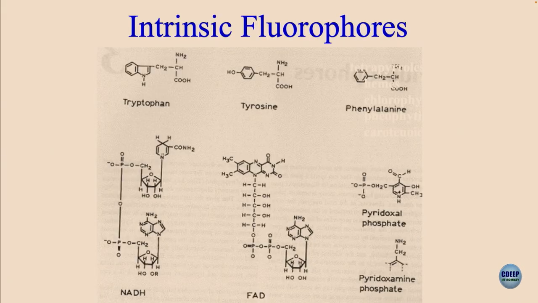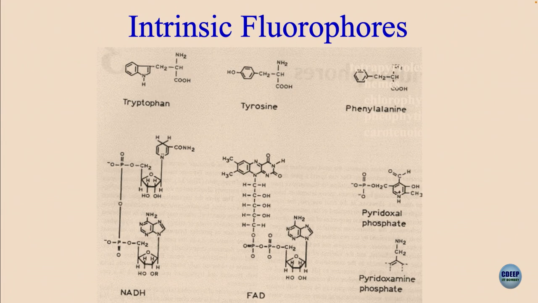If you look at the structure, you can understand what is the moiety that absorbs, right? So first you have to absorb to emit, right? Absorption is coming from those unsaturated bonds in tryptophan, the ring, right? Tyrosine has a ring, phenylalanine also has a ring, and many of NADPH, FADPH, you look at these moieties. These are basically the moieties which absorb light and give fluorescence. These are called intrinsic fluorophores because they are already in the protein, right? These are in the protein, that's why they are called intrinsic fluorophores.